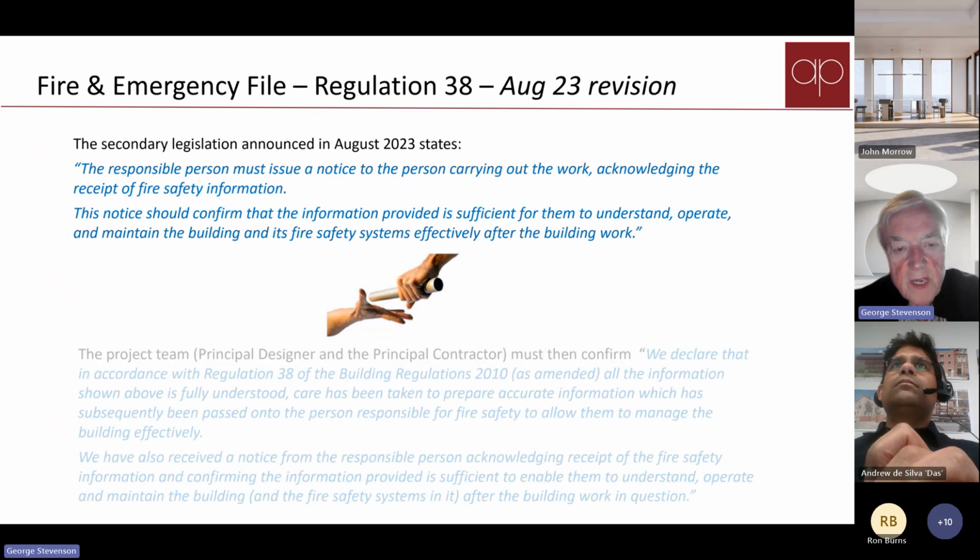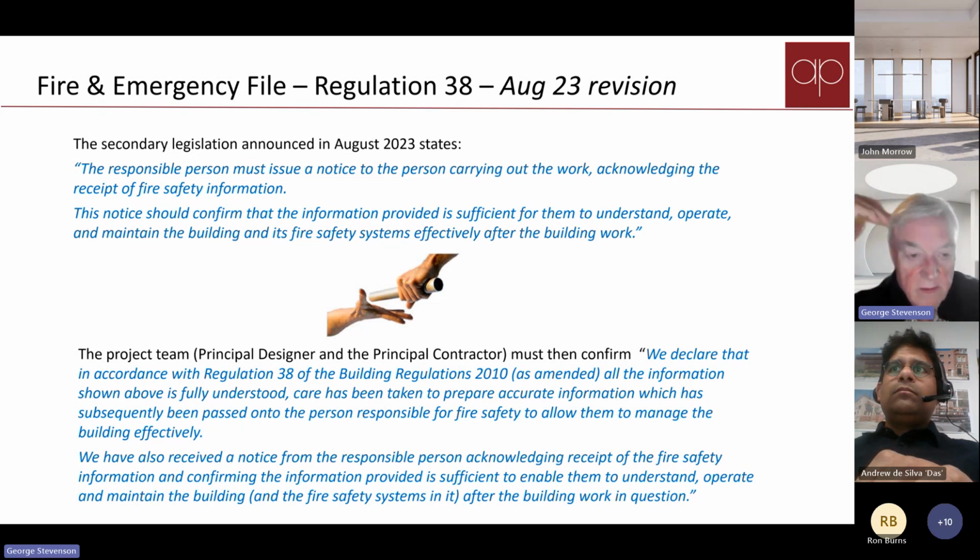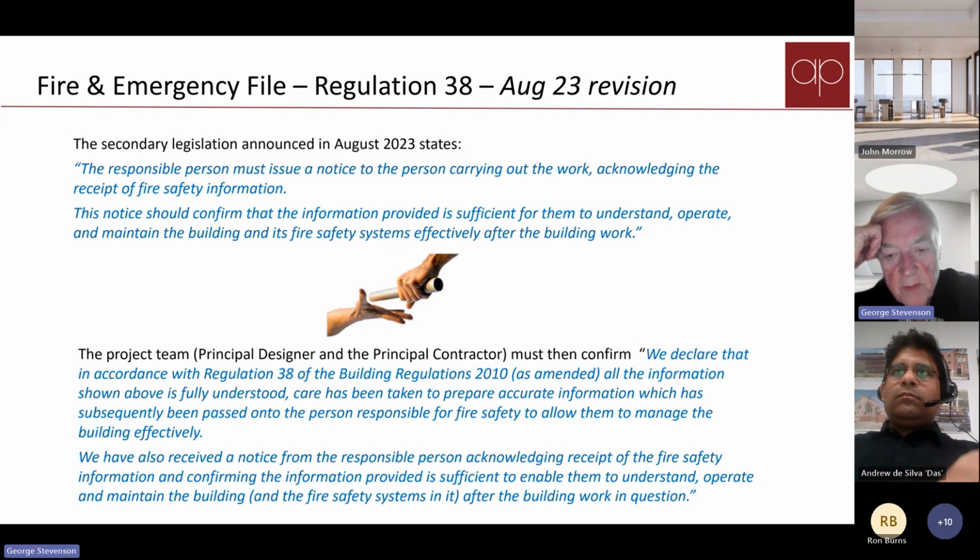The other aspect of this is the role of the principal designer and principal contractor. And again, in the legislation, you can see there that they have to confirm, first of all, that they've provided everything that's needed. And again, what does that mean? And also that they've received notice from the responsible person acknowledging receipt of the information. So I think that's quite a strong responsibility.